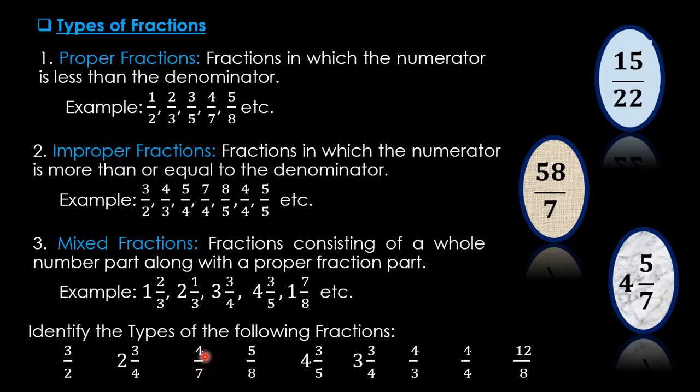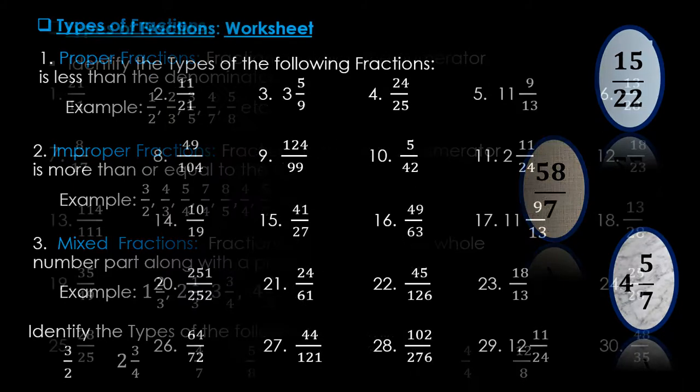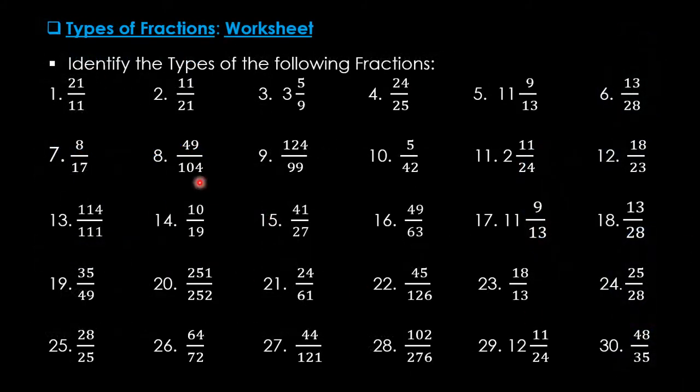The numerator is less than the denominator here, so this is a proper fraction. Proper fraction again, mixed fraction again. This is an improper fraction because the numerator is more than the denominator. This is also an improper fraction because the numerator and denominator are the same. This is an improper fraction as well because the numerator is more than the denominator. There is a worksheet here, you can try. If there is any question, let me know.